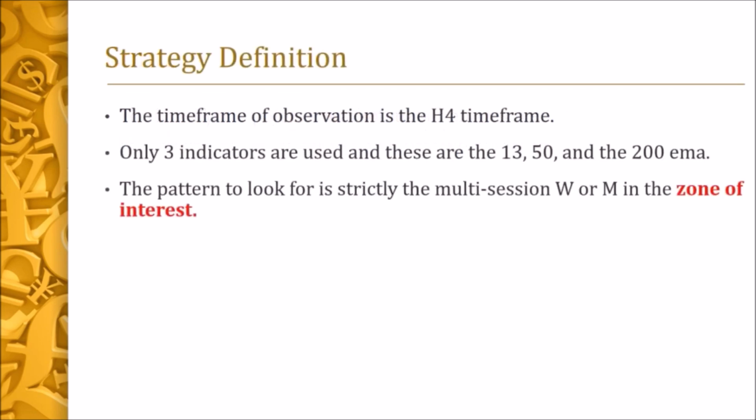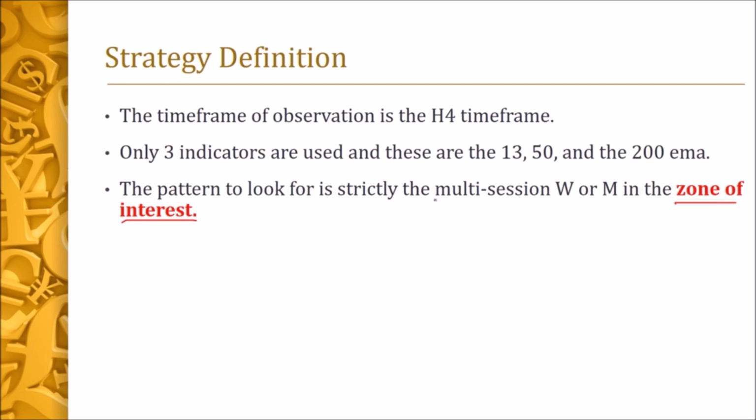Here's the strategy definition. The time frame of observation is the H4 time frame. Only 3 indicators are used, and these are the 13, the 50, and the 200 EMA. The pattern to look for is strictly the multi-session W or M in the zone of interest. This multi-session W or M should be in the zone of interest.